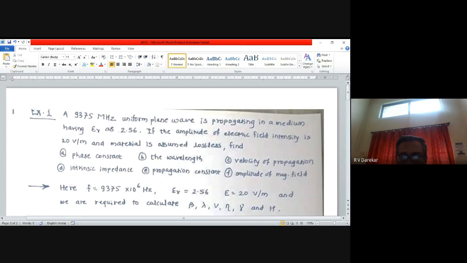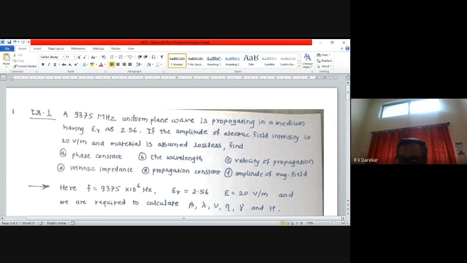They have provided three quantities here. First is the f value, 9375 megahertz. Second is epsilon r, 2.56, which is nothing but the relative permittivity of the medium. And the third quantity is the magnitude of E bar. So considering these three values, six quantities are asked for calculation.